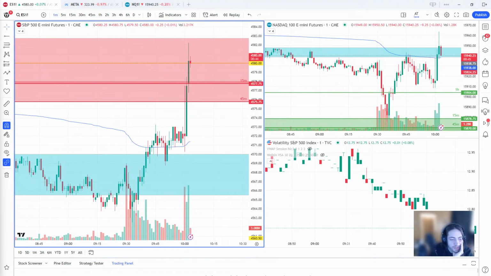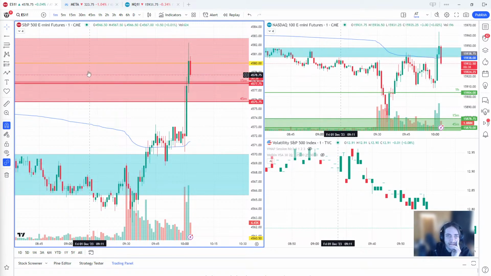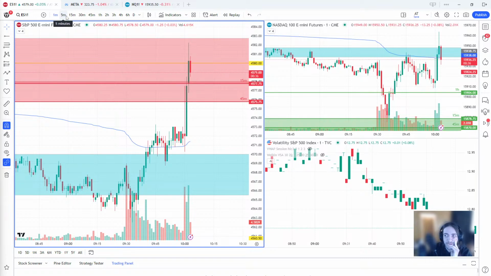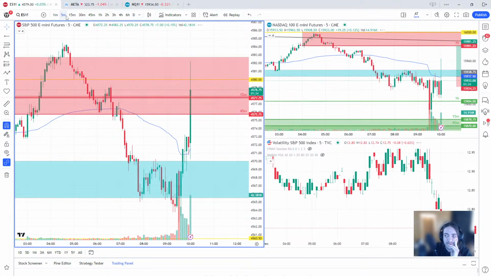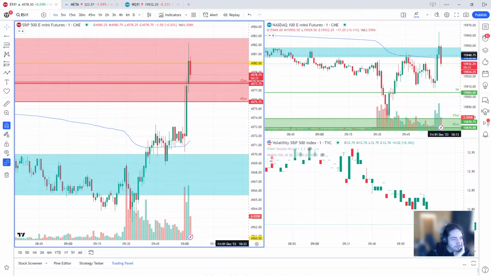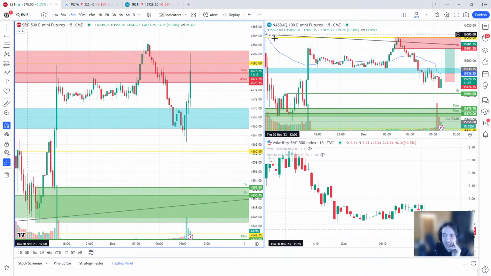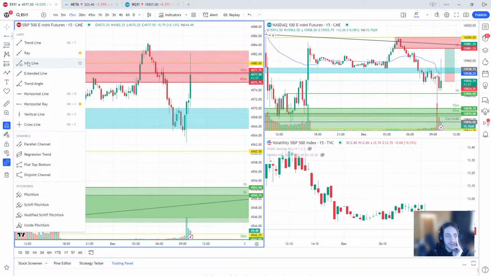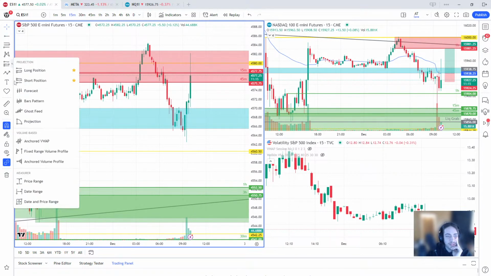Gonna grab a short based off the 1 minute on NASDAQ. No, I'm not. I just can't. Forget the 1 minute. Oh, we had a 15-minute supply on NASDAQ up there too. Missed it.